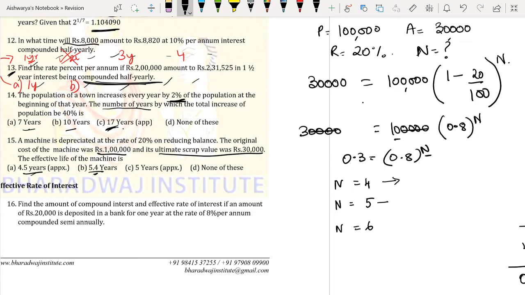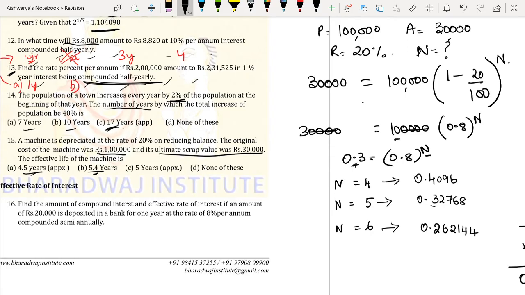So when n is equal to 4, what do you get? Just do on your calculator 0.8 the whole power 4. Correct. Now whole power 5, one more equal to. Correct. Now this 0.32768 does not match with this. It is close to it, but not exactly matching. So once more equal to. Correct. Now this number also doesn't match with this.